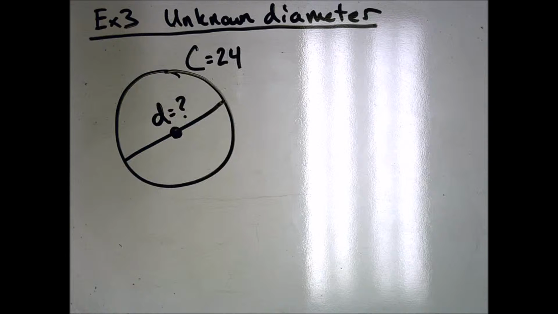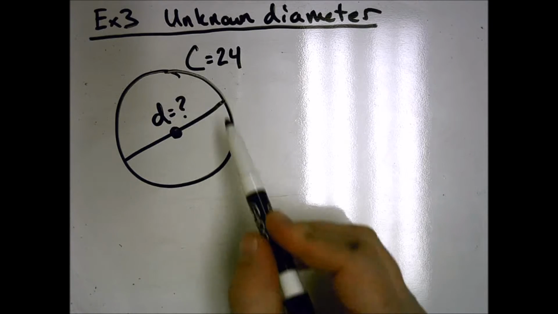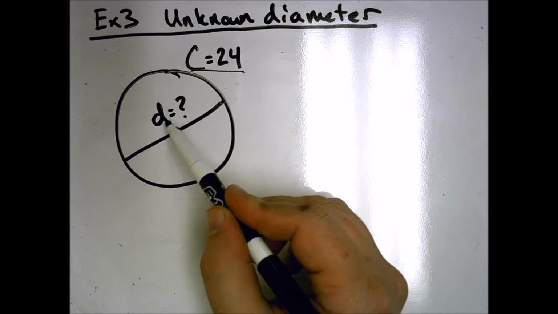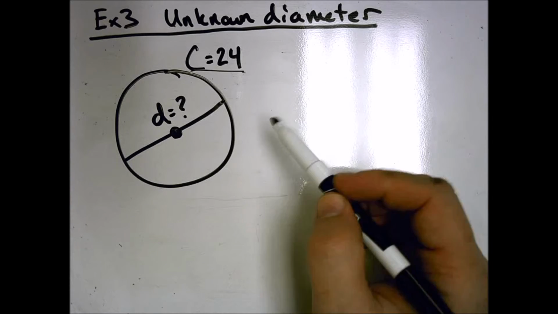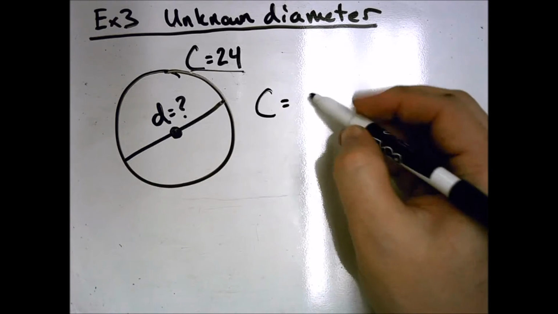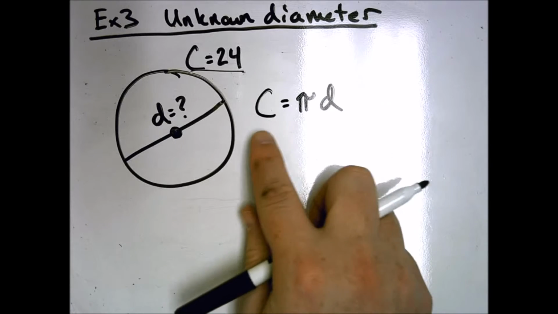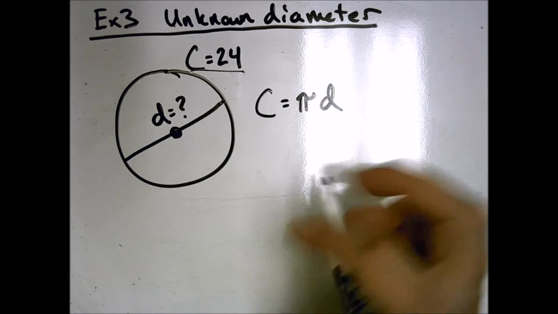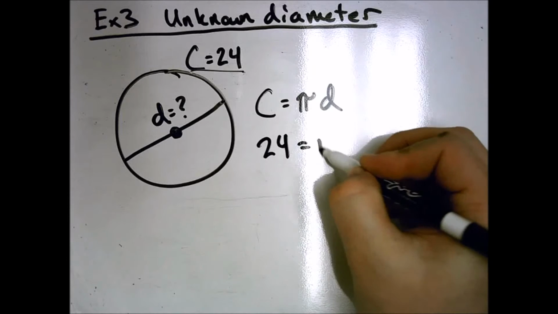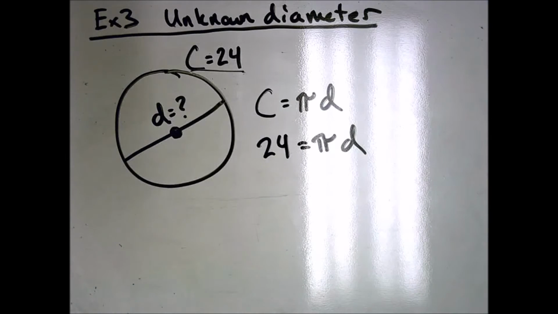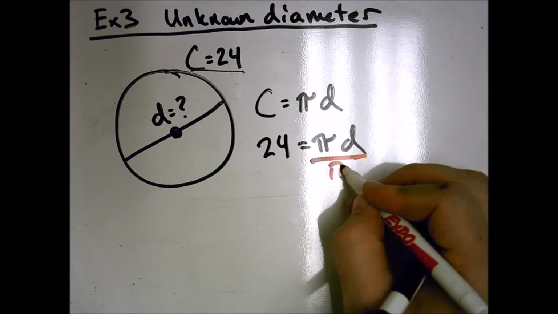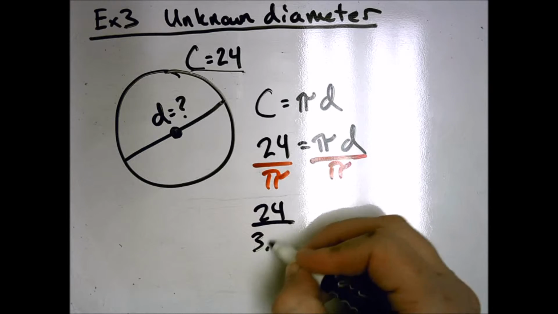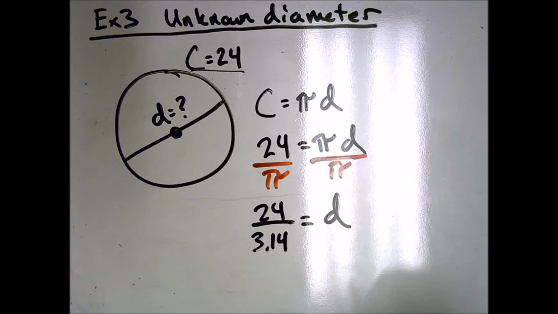Example 3, unknown diameter. So if you are given the circumference of a circle and you're asked to find a missing piece like the diameter or the radius, all you need to do is to use the appropriate circumference equation. Here's the circumference equation for diameter. Circumference is pi times the diameter. Substitute the values in, and then you can divide. I divide both sides by pi. I've got 24 divided by 3.14 equals the diameter.